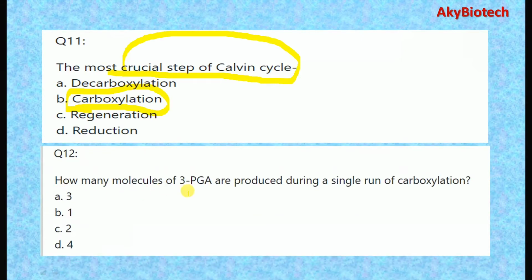How many molecules of 3-phosphoglycerate are produced during a single run of carboxylation? So we know how many molecules are produced during a single run. This one, 2 molecules are produced.